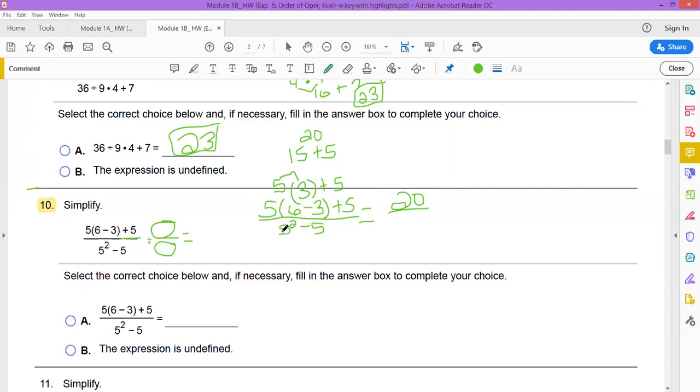In the denominator, 5 to the second power. Remember that's our base of 5 times itself 2 times. 5 times 5 gives us 25. 25 minus 5 gives us 20. So our denominator is also 20. When we divide 20 by 20, we get our answer, which is 1.